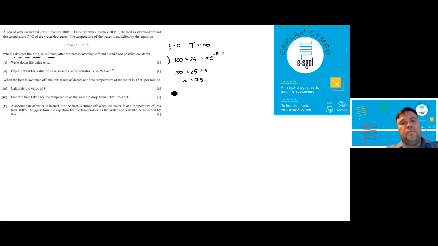Then for part 2, it asks you to explain what the value of 25 represents in the equation. T equals 25 plus Ae to the minus kt. So what could the 25 be? The 25 is separate, so that's going to be your starting value or the expected value that the temperature would go to. So it's the room temperature or the ambient temperature of the water in the saucepan.